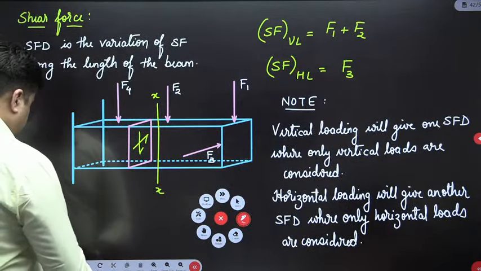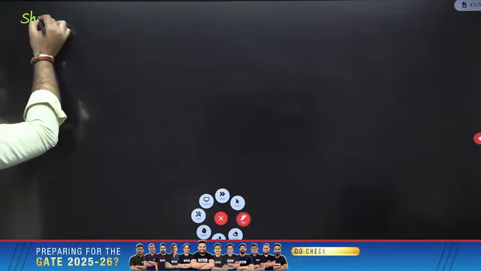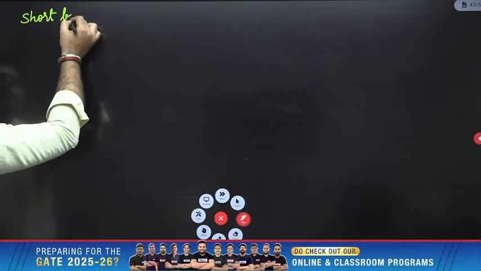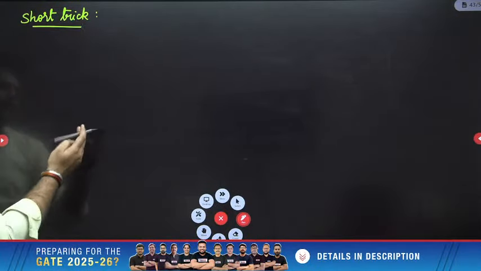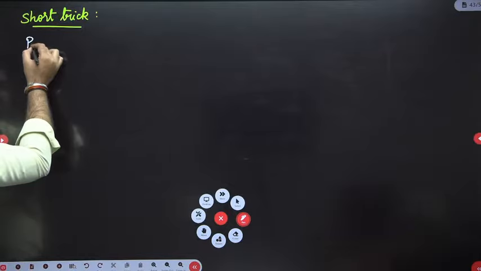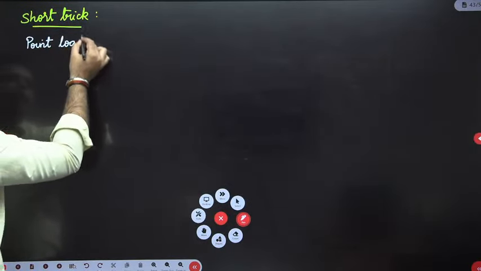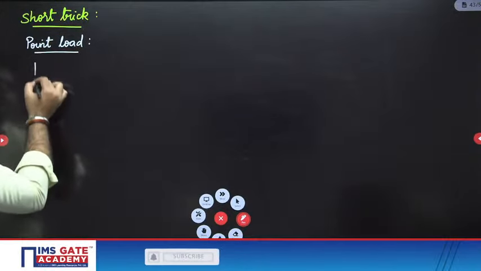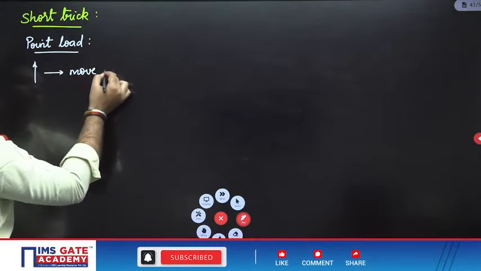Now, there is a short trick for drawing the shear force diagram. What is the short trick? It's a very simple short trick. The short trick says that if you have a point load, and the point load is acting upwards, then you need to move up in the shear force diagram.